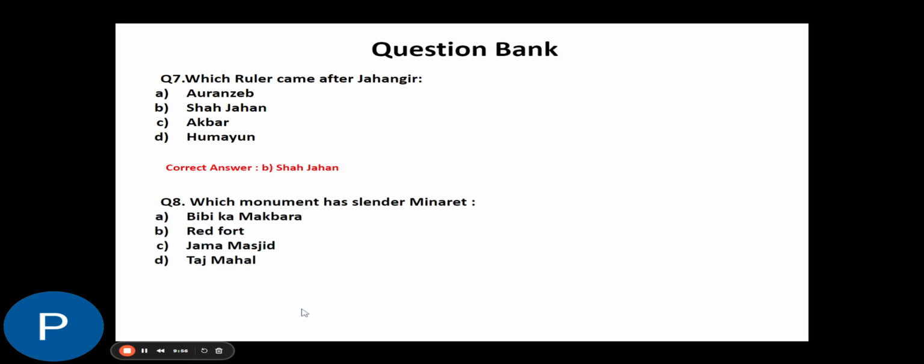Then coming to the next question, which monument had a slender minaret? So first of all, what was the slender minaret? A slender minaret was a minaret that was basically built at an angle that was not 90 degrees. It was basically leaning outwards. The reason behind it was that in the case of an earthquake, it doesn't fall directly on the dome and damage the dome. So which monument was having this minaret? The monument was Taj Mahal.